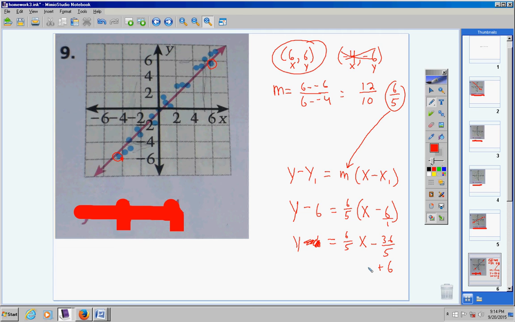Let me check with my calculator. So I'm saying we're going to get this: y equals 6/5 x minus 1 and 1/5, or minus 6/5. Let me check and see if that's accurate. Negative 36 divided by 5 plus 6. And yes, negative 6/5 is correct. Now you might have gotten a different answer than this because you might have chosen 2 different points. But if your steps are correct, that's what I'm looking for.